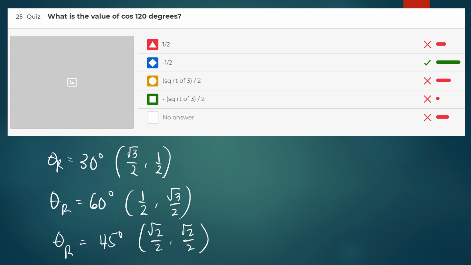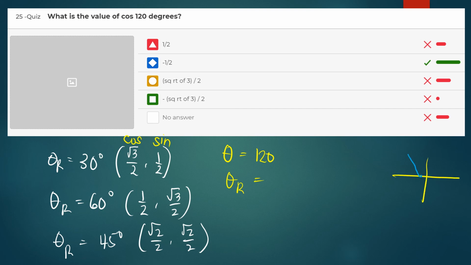We also know that if we have this ordered pair and we're dealing with the trigonometric functions, the x value corresponds to the cosine value, and the y value corresponds to the sine value. So, we have the given angle, which is 120 degrees. If it is 120 degrees, what will be the reference angle?